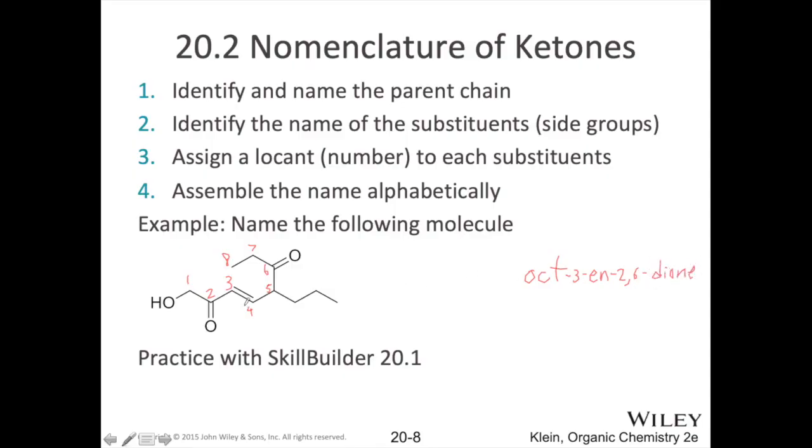All right. And now let's name and number our other substituents. So we have our hydroxy group again and our propyl group. And so once again, going in alphabetical order, it's going to be 1-hydroxy, 5-propyl, oct-3-ene-2,6-dione. All right.